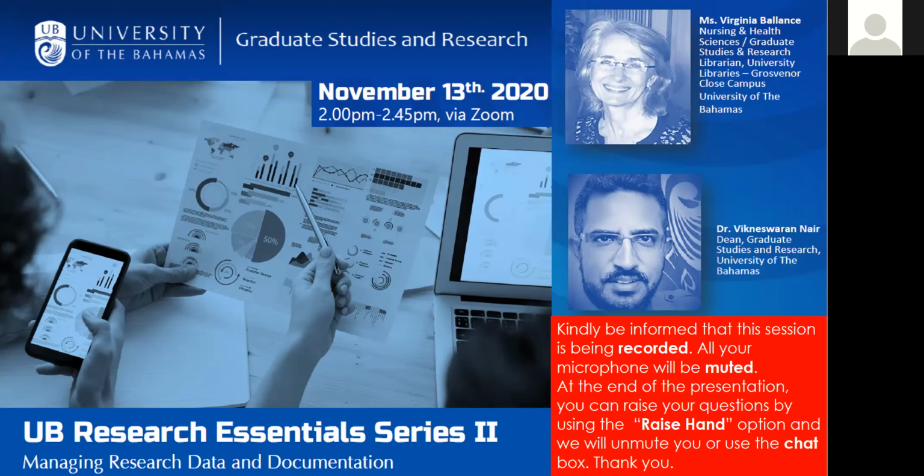The session today will focus on the fundamental research data management practices needed to develop a data management plan. Ms. Ballance will take you through step by step on how to manage your data and documentation efficiently, because this will also result in producing good high impact research, which is what we are going to be focusing on in our next session on the 27th of November.